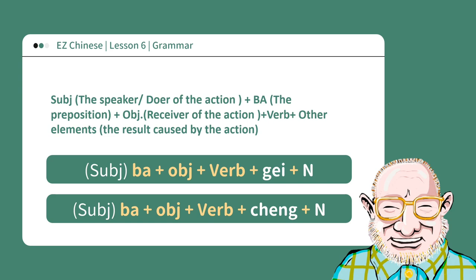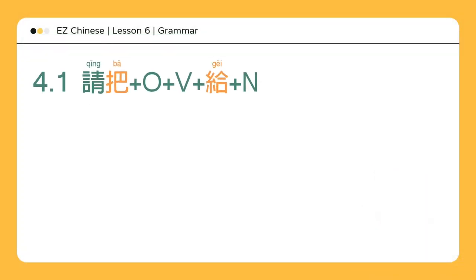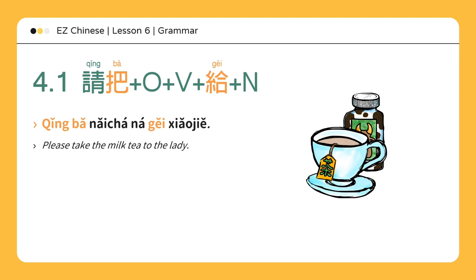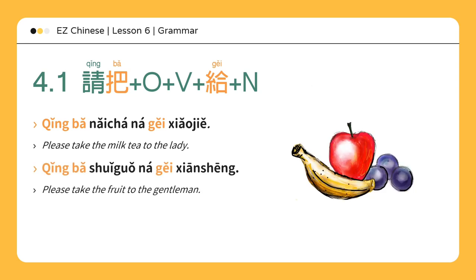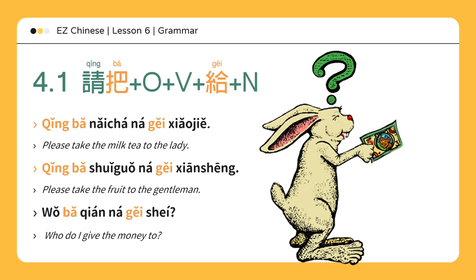Another couple of prepositions, 给 and 成, also act as complements. Request the doer to give something to the receiver. 给 can mean give, send, bring, take. 拿给, give to. 请把奶茶拿给小姐。Please take the milk tea to the lady. 请把水果拿给先生。Please take the fruit to the gentleman. 我把钱拿给谁？Who do I give the money to?